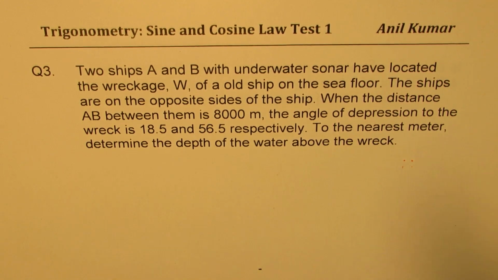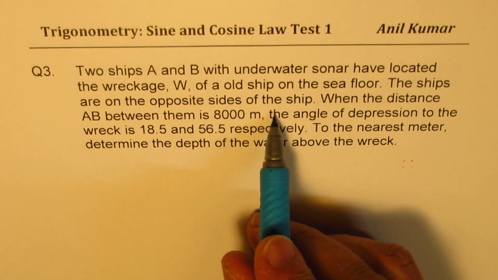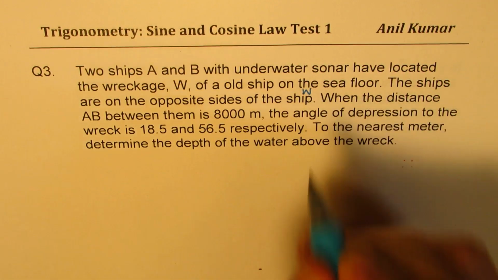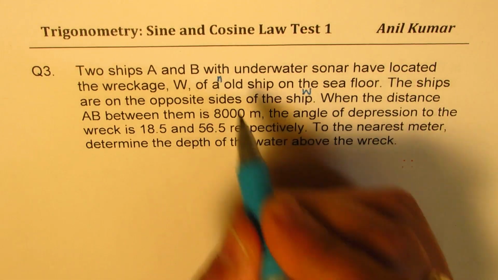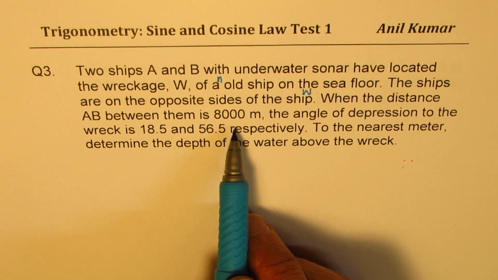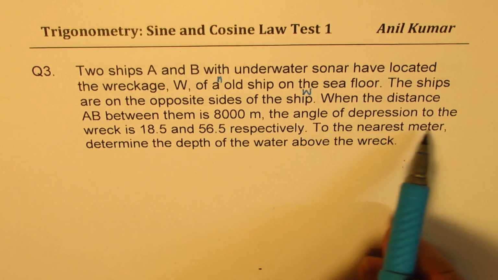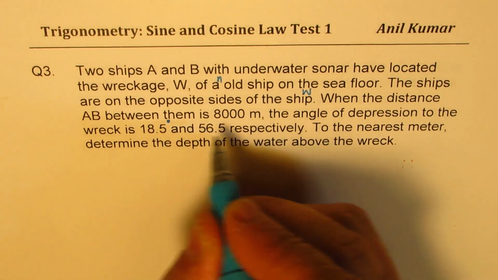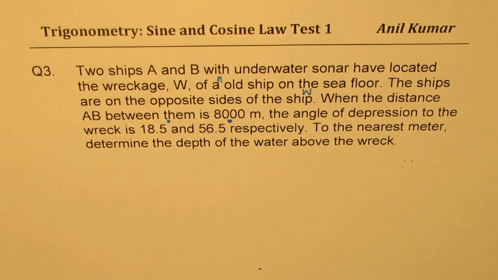The ships are on the opposite side of the ship, that is the wreck. So we'll call this W, right, of an old ship. When the distance AB between them is 8,000 meters, the angle of depression to the wreck is 18.5 degrees and 56.5 degrees respectively. To the nearest meter, determine the depth of water above the wreck.